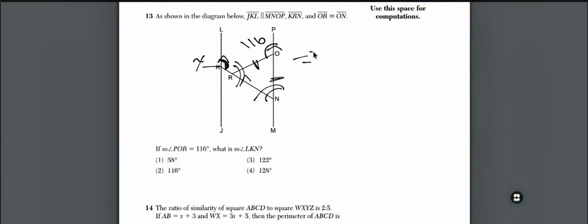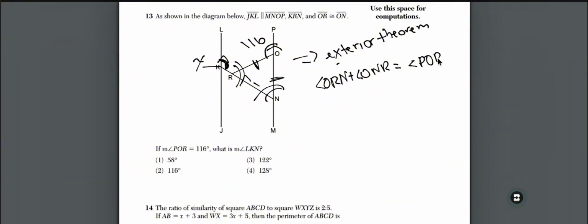Now, if I recall my exterior angle triangle theorem, I know the measure of those two angles, so angle ORN and angle ONR, are going to be equal to angle POR. And I know because both of my angles are equal, they're going to have the same measurement. So I can just write it as 2x equals 116.